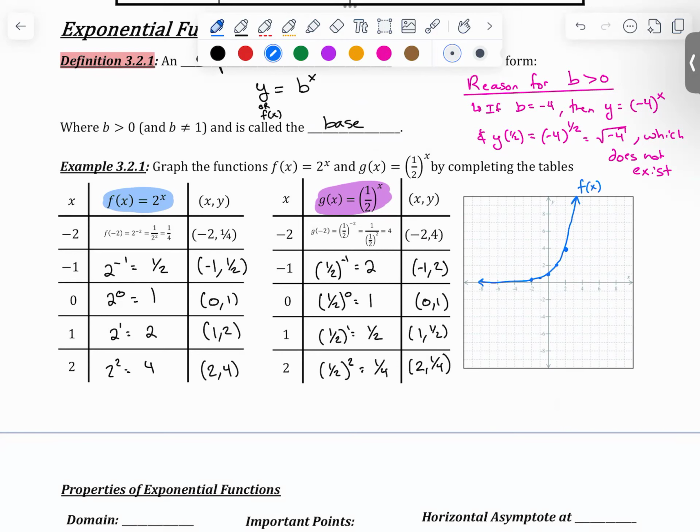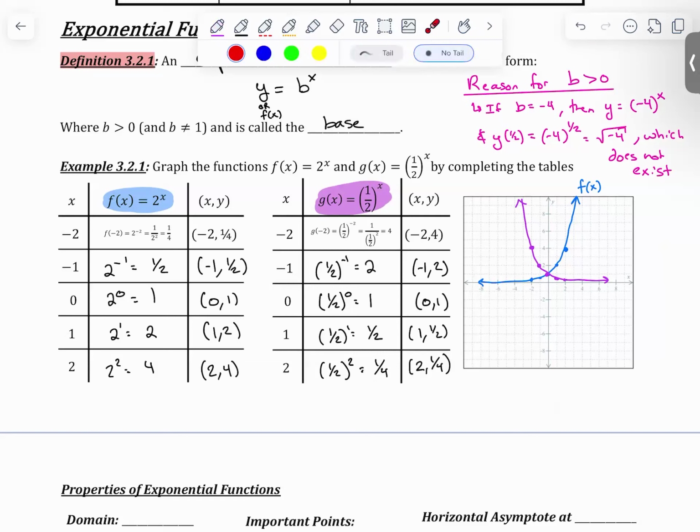And g of x, you had negative 2 comma 4, negative 1 comma 2, 0 comma 1, so the same point. Interesting that they both have that point. 1 comma 1 half and 2 comma 1 fourth, like that. And so this graph looks like a reflection across the y-axis. I wonder why that is. Let's think about it. We'll get to it in just a little bit, but those are the graphs of them.